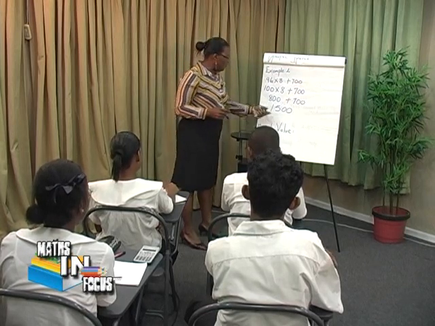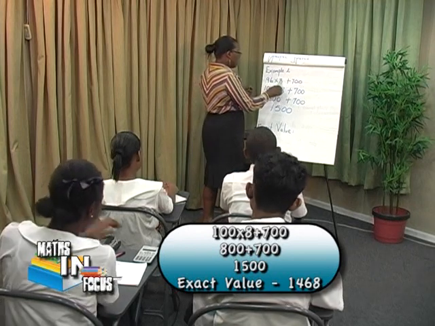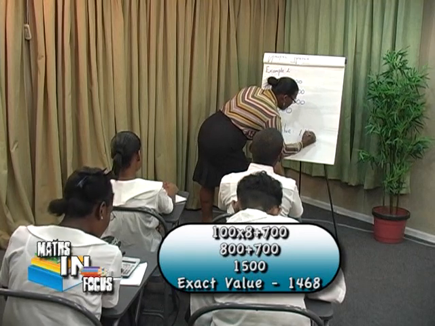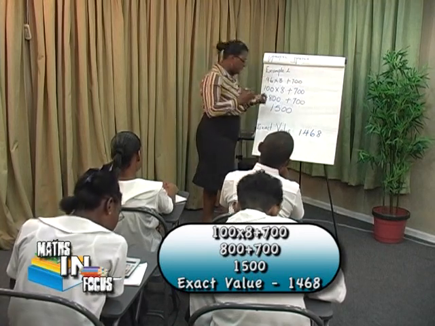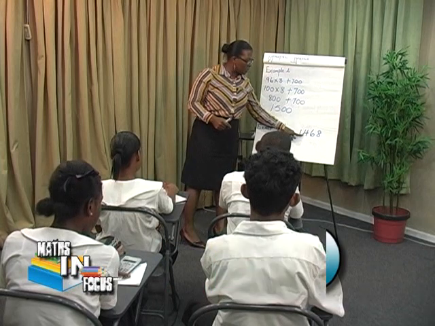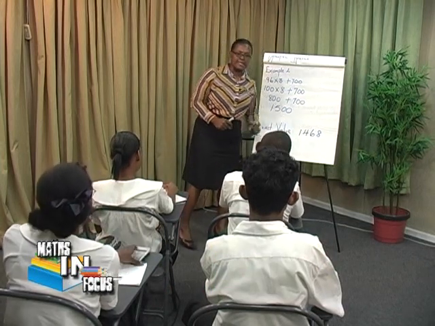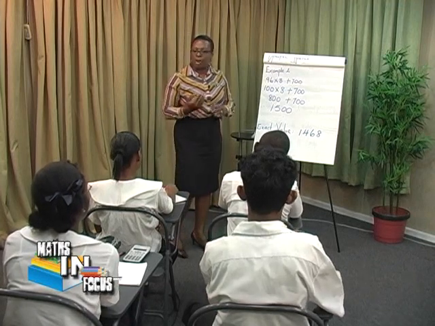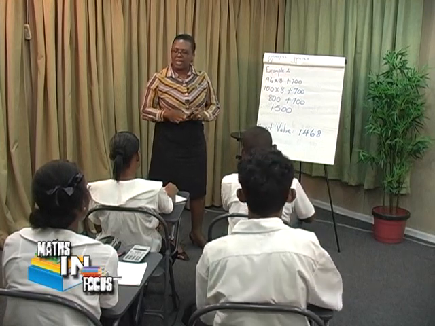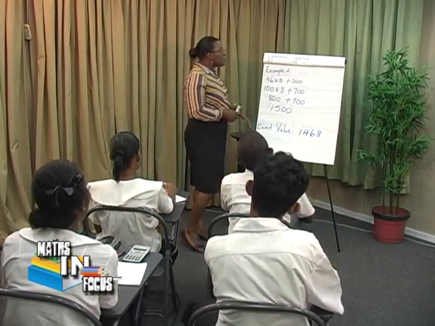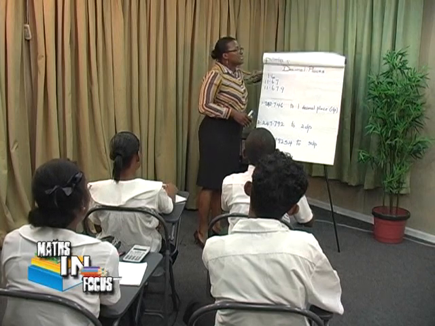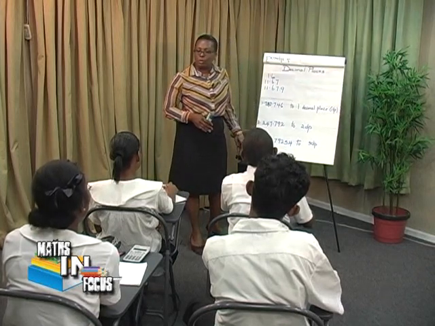The exact value when 96 is multiplied by 8 and then 700 is added would be 1,468. And if we look, 1,500 is not very far away from 1,468. So an estimate is a rough value. It's not exact. It's somewhere about what the exact value is. Now we're going to use decimal places and significant figures to understand estimation and approximation much more.